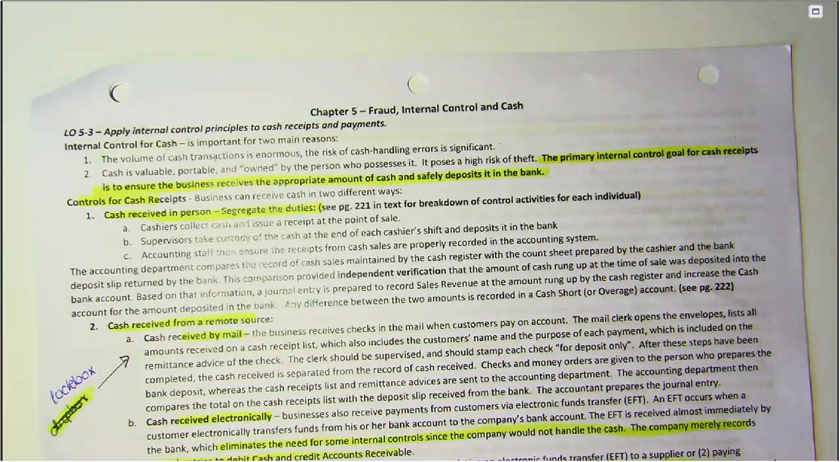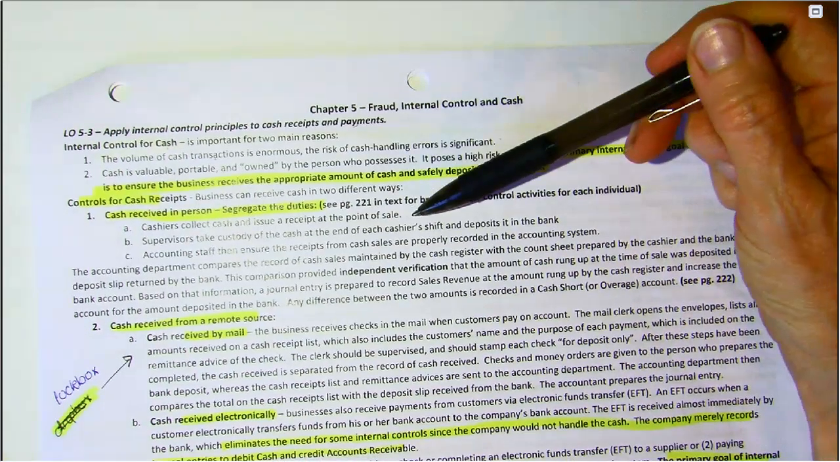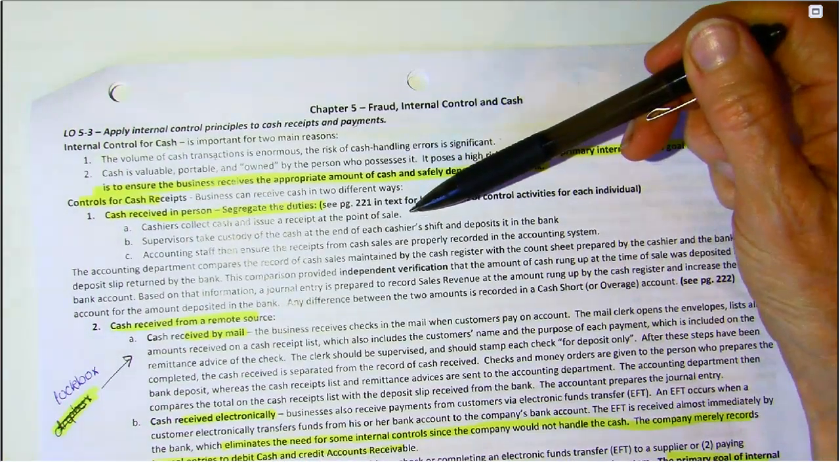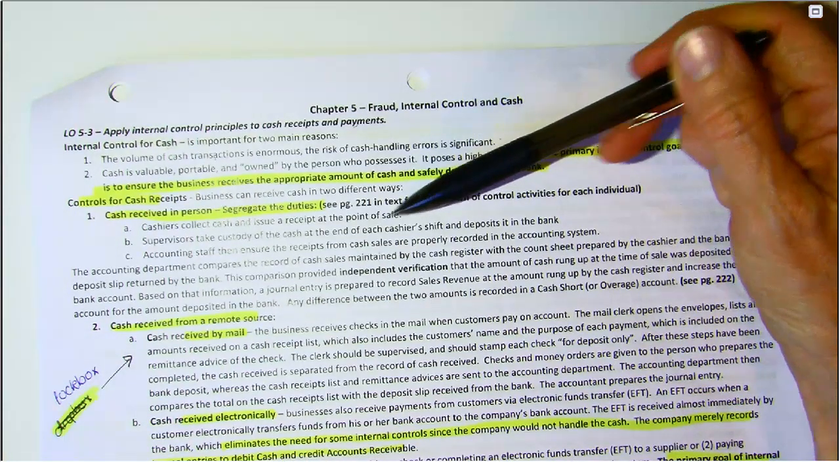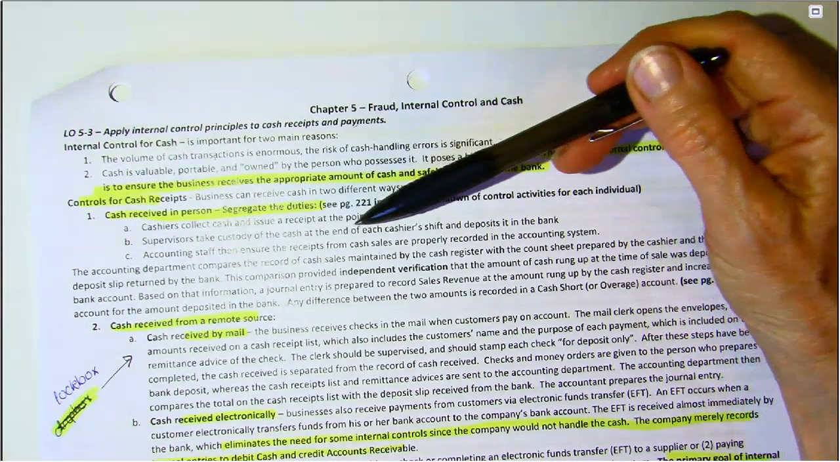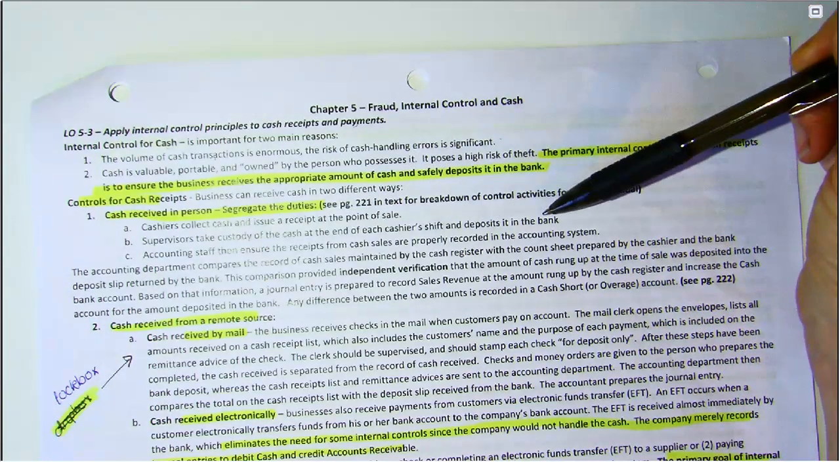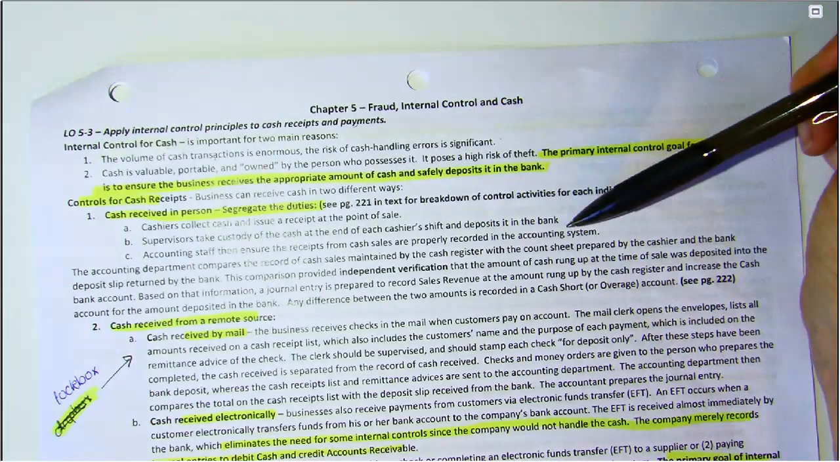Now we'll first take a look at controls for receiving cash, and let's look specifically at cash received in person. Right now there's less cash transacted and more is done by credit cards and debit cards than in previous years. However, there is still a large amount of cash transactions. So first, cashiers collect and issue a receipt at the point of sale. Supervisors take custody of cash at the end of the shift and deposit in the bank, and then the accounting staff takes care of the records.